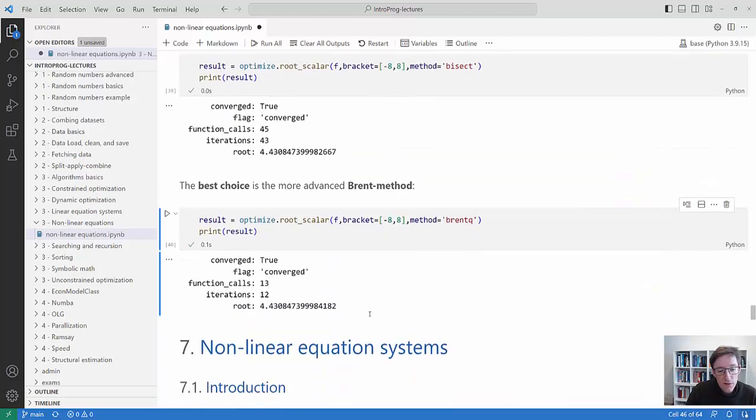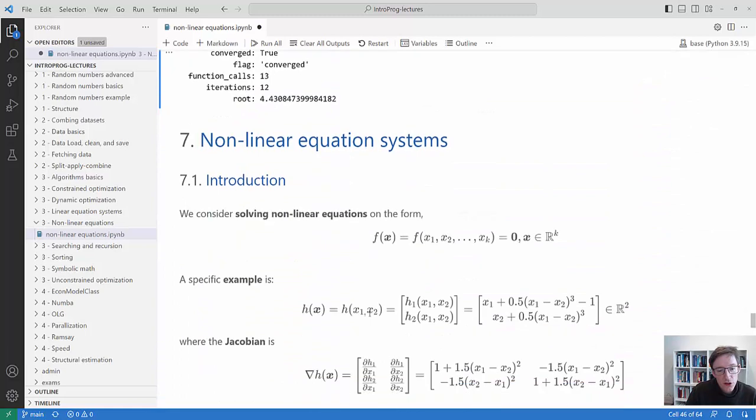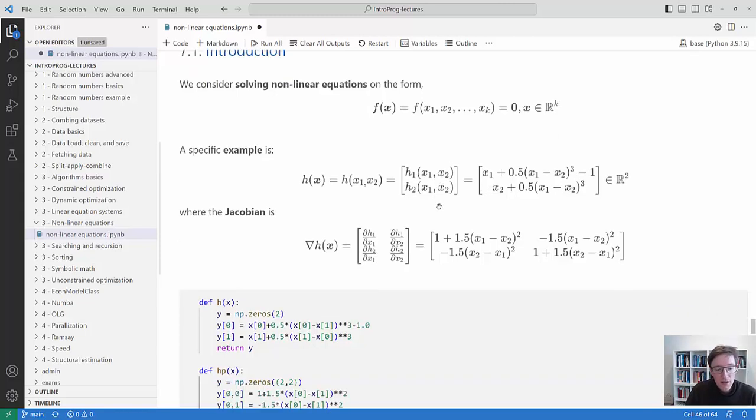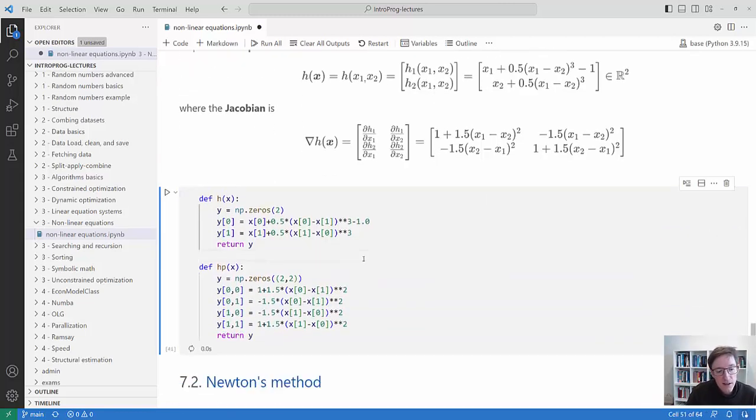Now let's talk about multidimensional stuff. So let's consider solving nonlinear equations on the form where now x is a vector of real numbers. And for a specific example, let's take an h function here, which looks like this, and has the following Jacobian down here. This is just a weird example that I have chosen. So let's set that up.